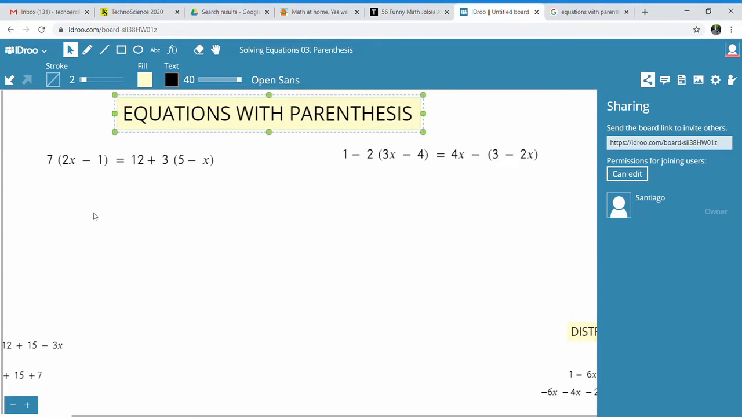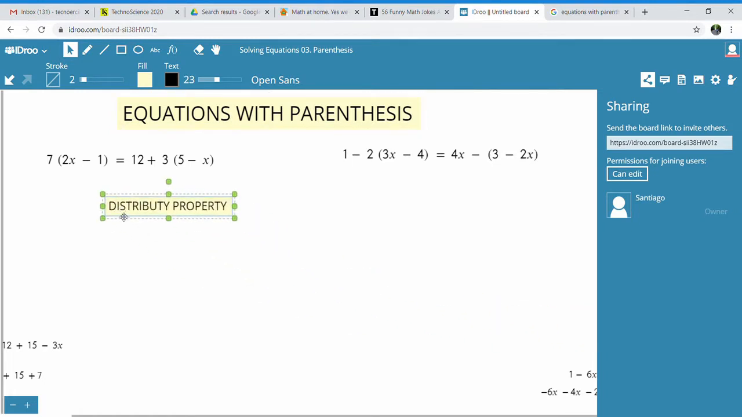But now, in this operation, you cannot operate 2x minus 1. It's impossible to do because they are not similar monomials. You cannot subtract 2x from 1. First, because you don't know how much is x. Second, because they are not like monomials. So the only way to remove brackets, to eliminate brackets here, is by applying the distributive property.